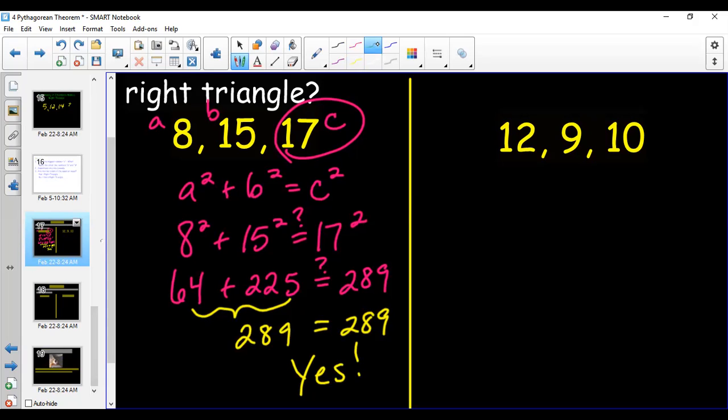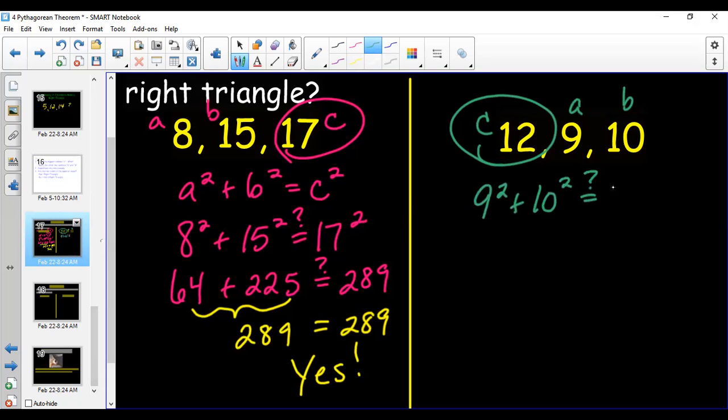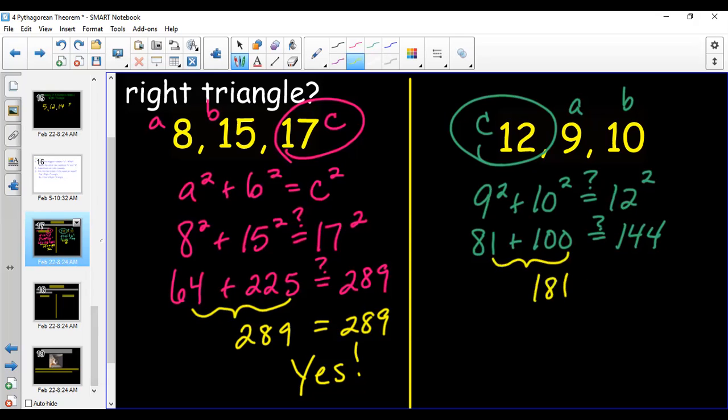All right, so let's try another one like that. We have 12, 9, and 10. Biggest thing you have to get right is that 12 is your C. The other two, you can mix and match. So we have A squared plus B squared. Does that equal C squared? So 9 times 9 is 81. 10 times 10 is 100. Does that equal 12 squared? 12 times 12 is 144. So let's see, 81 plus 100 is 181. Does that equal 144? No, it does not. So they do not make a right triangle, those three measurements.